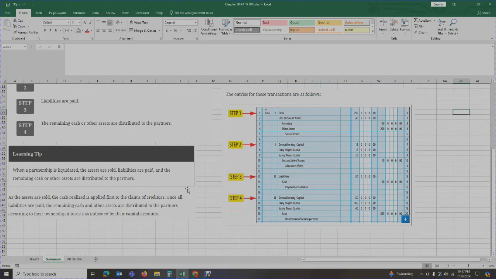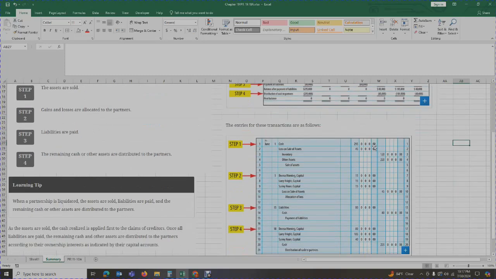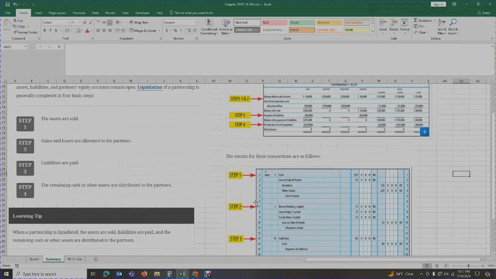As the assets are sold, the cash realized is applied first to the claims of creditors. Once all liabilities are paid, the remaining cash or any other assets are distributed to the partners according to their ownership interests as indicated by their capital accounts. Now, your textbook does an excellent job in providing you with examples. They provide you a completed statement of partnership liquidation with a loss. And it shows you how step 1 and 2, 3 and 4 are applied towards the statement. And then it also shows you the 4 journal entries that have to be made based on the 4 steps that we're going to be completing.